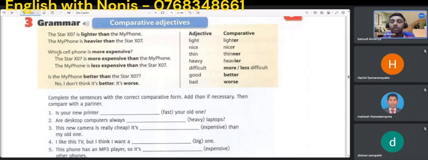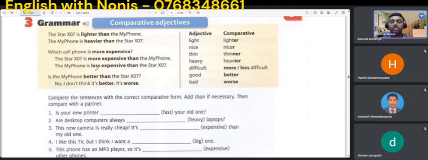Which cell phone is more expensive? So when you say expensive, the comparative form is more expensive or less expensive. The star X07 is more expensive than my phone. So you can see than is used when you are comparing two things. More expensive than my phone. The star X07 is more expensive than my phone.